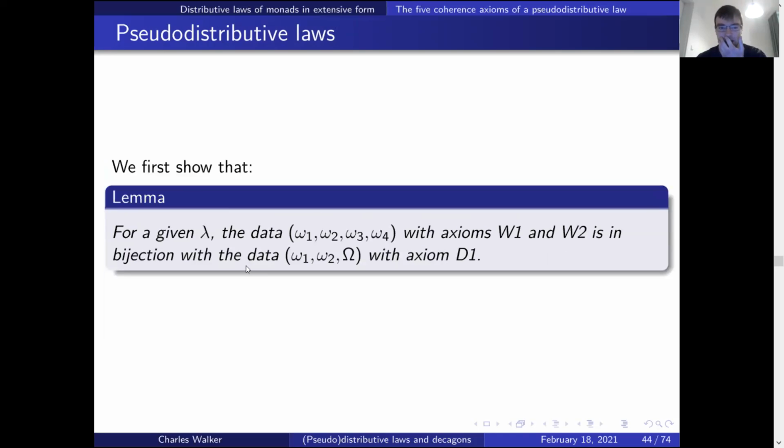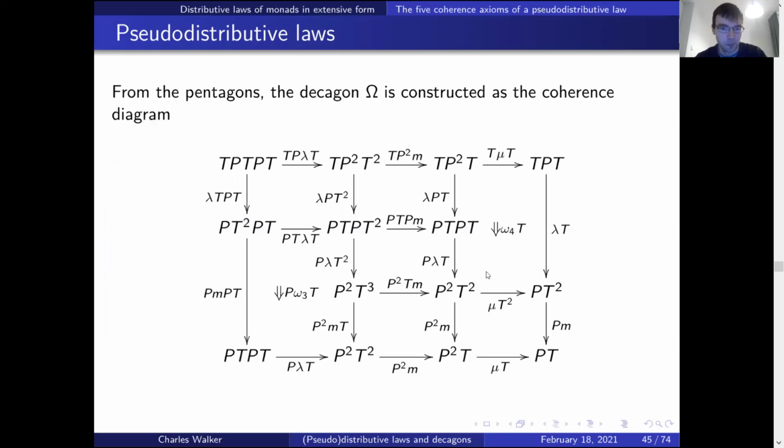The first thing you'll check is that, for a given lambda, the data omega 1, omega 2, omega 3, omega 4, so the 2 triangles and the 2 pentagons with the 2 unit axioms, is in bijection with the data omega 1, omega 2, and capital omega, so the decagon, with the unit axiom on the decagon. If you're given the pentagons, you can construct the decagon just by this pasting diagram of the 2 pentagons.